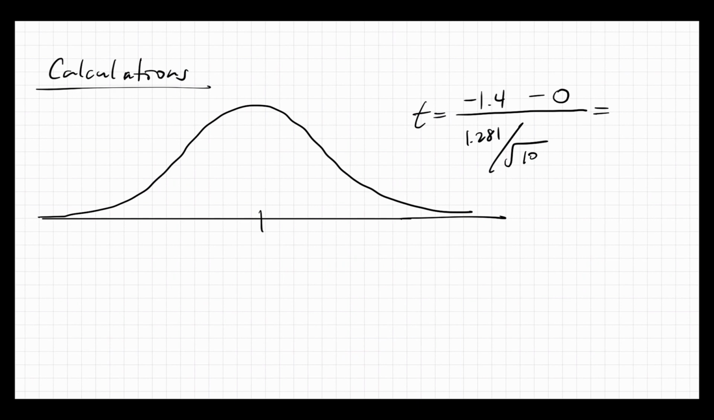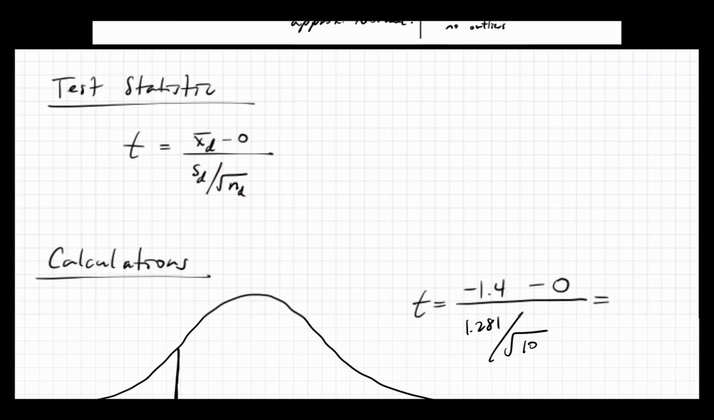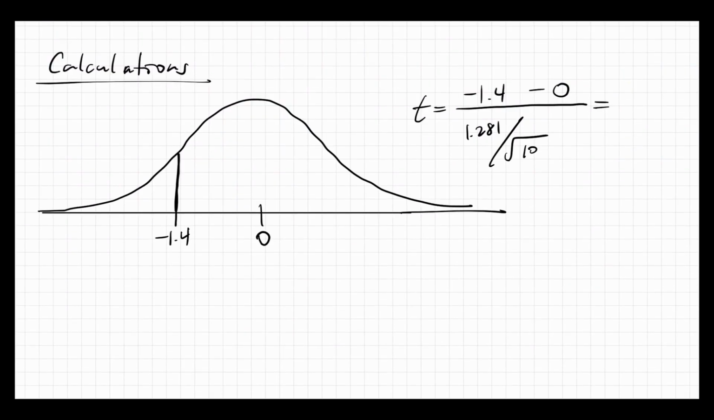You can use the calculator to do this, but remember, it's not a two sample. It's going to be a regular t-test. What would be the center of my picture? 0. That's what they share in common with two sample. My sample was negative 1.4. That was the average. I said less than, so I'm going to shade to the left.